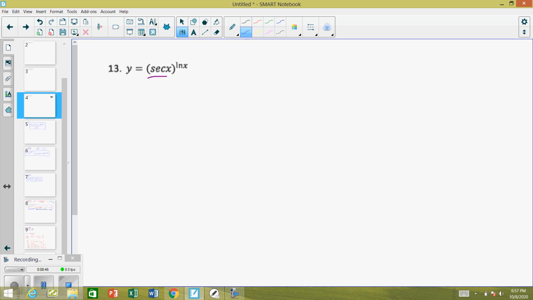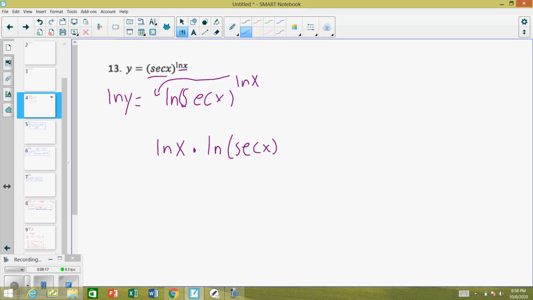But notice how we have a function raised to a function. The variable x is in both the power and the base. So the first thing I need to do is take the ln of both sides. And the reason that we do that, what the heck did I just write? ln secant x to the ln of x power. And the reason I do that is because of the power rule for natural logs, let me bring that down. So I have ln of x times the ln of secant of x. And this equals ln of y.